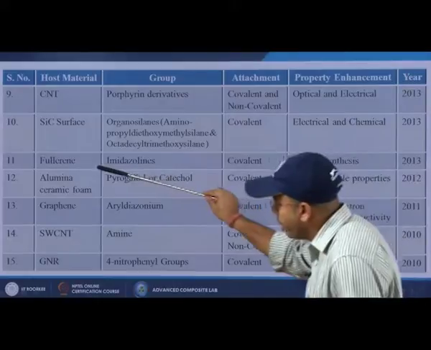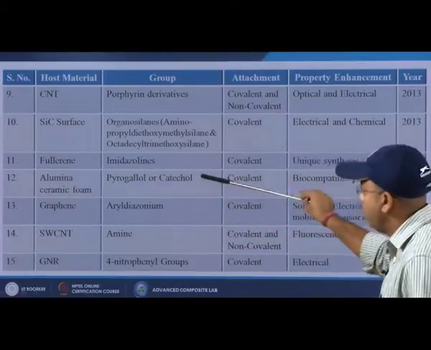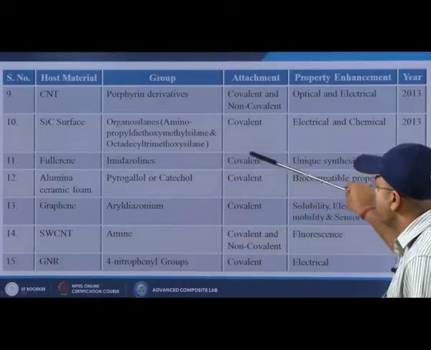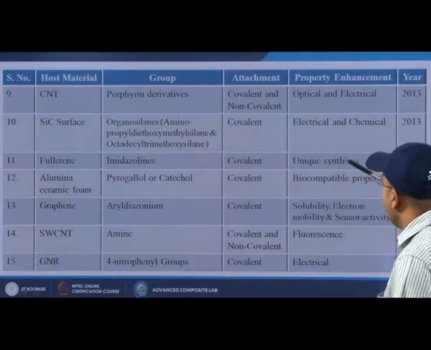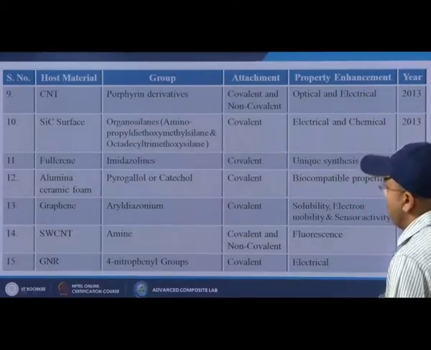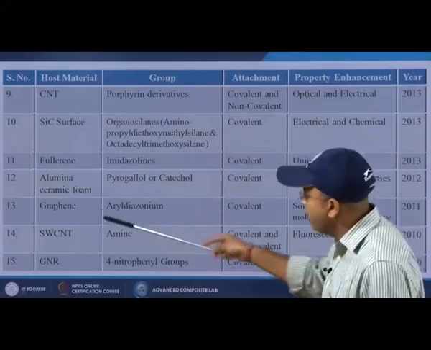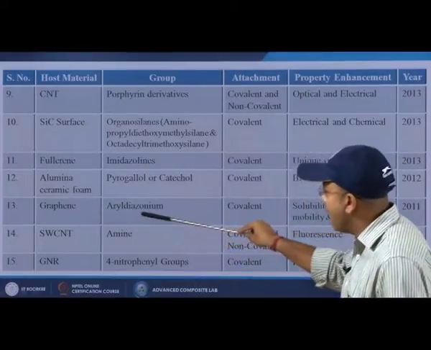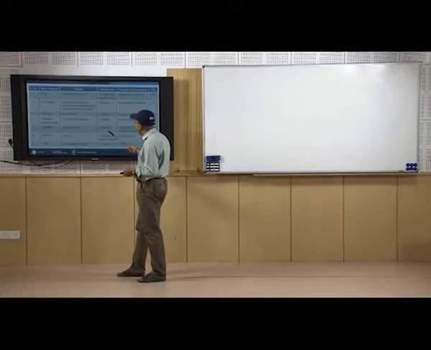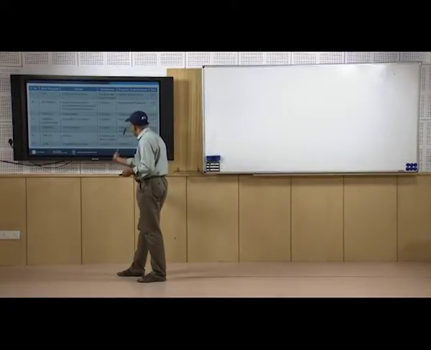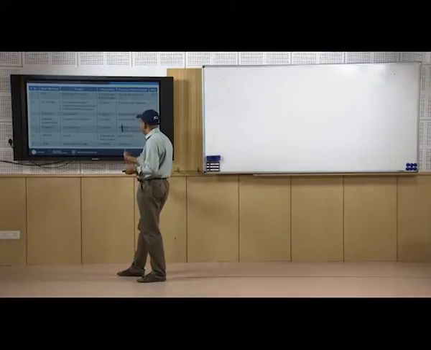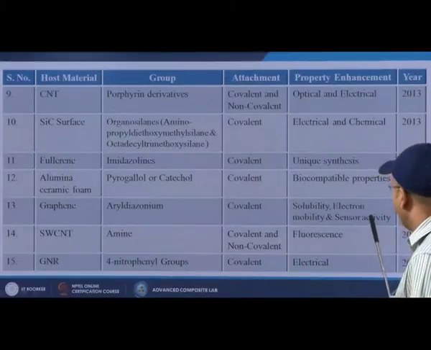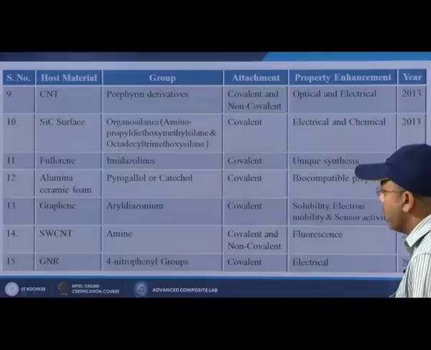We have done the modification of fullerene by imidazolines. It is also covalent, and it has some unique synthesis process. In the year 2013 it has been done. Again, we have done the modification of graphene by aryl diazonium, with covalent bonding, solubility, electron mobility and sensor activity. So that is also an added advantage, that we are using these materials for sensor applications. And it was done in the year 2011.